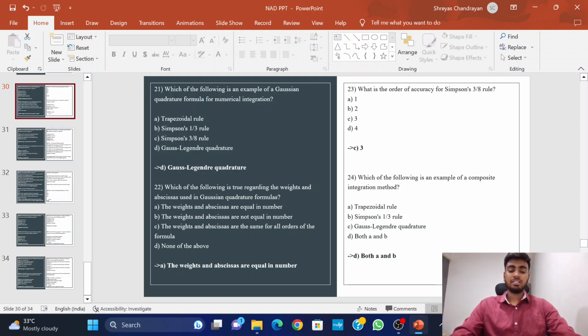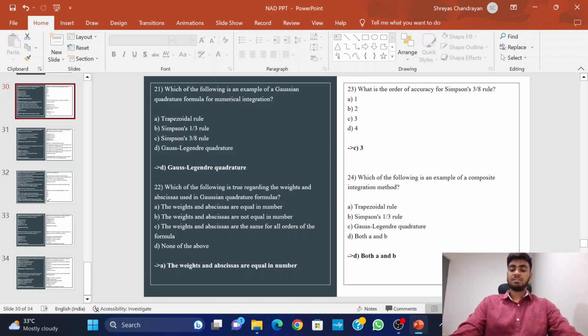22nd question is which of the following is true regarding the weights and abscissas used in Gaussian formula? A. The weights and abscissas are equal in number. B. The weights and abscissas are not equal in number. C. The weights and abscissas are the same for all orders of formula. So the correct answer is A. The weights and abscissas are equal in number.